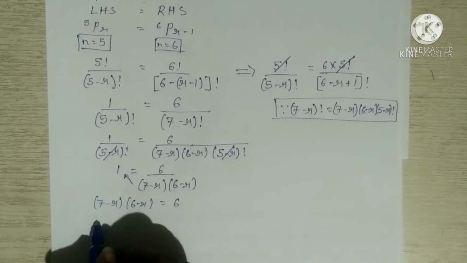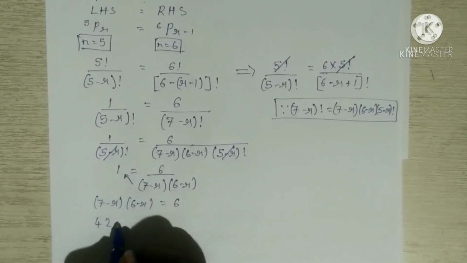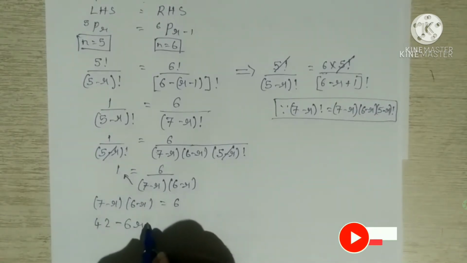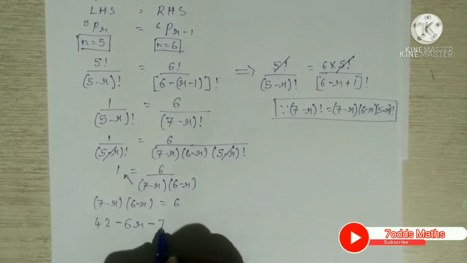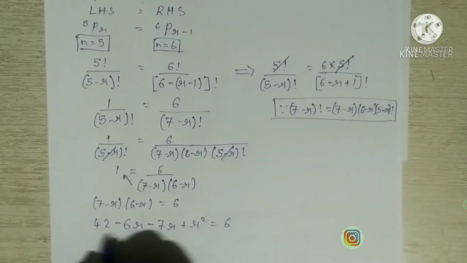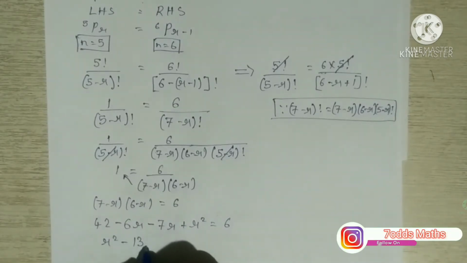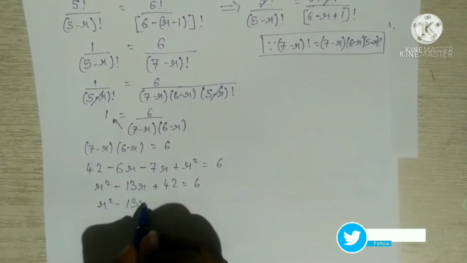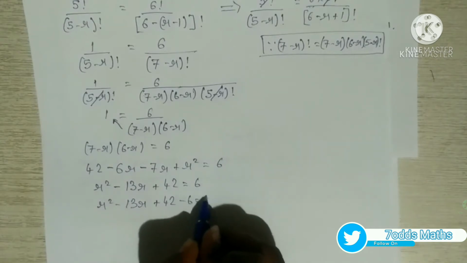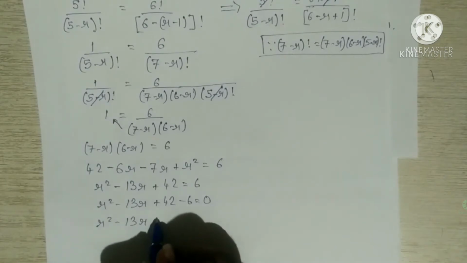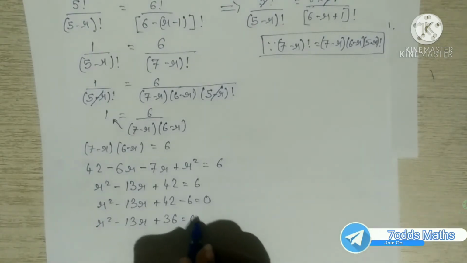Multiply this, 7 sixes are 42, then minus r into 6 is minus 6r, 7 into minus r is minus 7r, then plus r square is equal to 6. Okay, r square minus 13r plus 42 is equal to 6. Bring this 6 to this side. Okay, r square minus 13r plus 42 minus 6 is equal to 0. When plus 6 comes inside, it will become minus 6. r square minus 13r plus 36 is equal to 0.